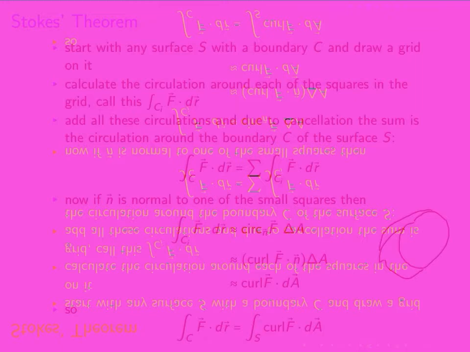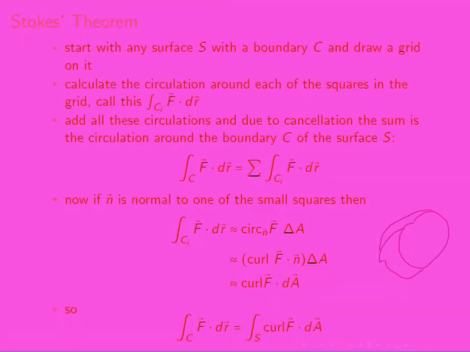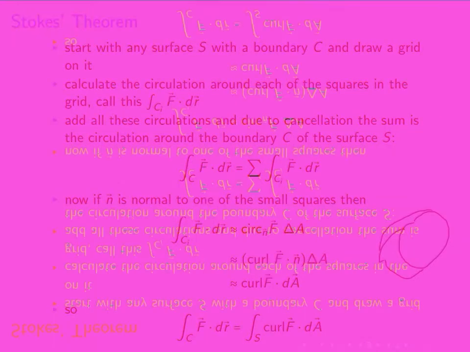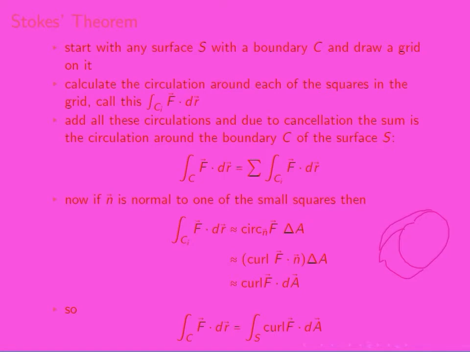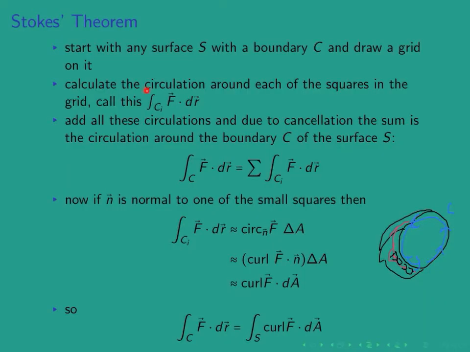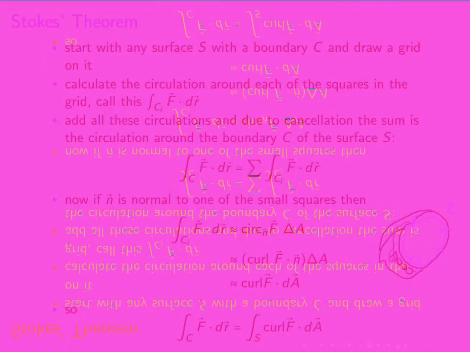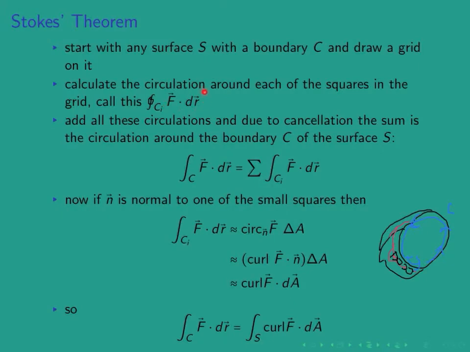Okay, so the first step is to take this surface, and it's going to be a little bit difficult for me to draw this, but take this surface and draw a grid all over the surface. So you're drawing little squares all over the surface, and around each one of those grid squares, calculate the circulation. That is, calculate the line integral of the closed path around each one of those squares. So we'll call that the line integral around C sub i of F dot dr. That's a line integral. So to emphasize that this is a closed path, I'm going to put a little circle around that integral.